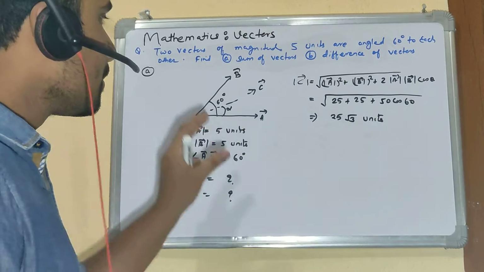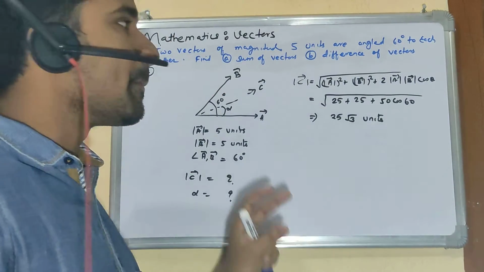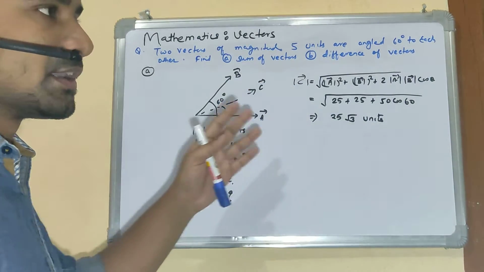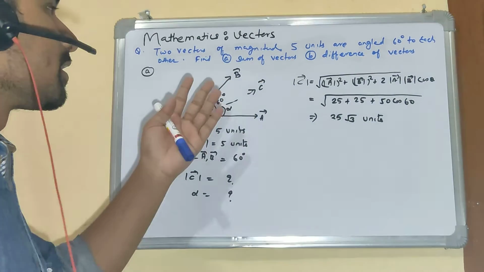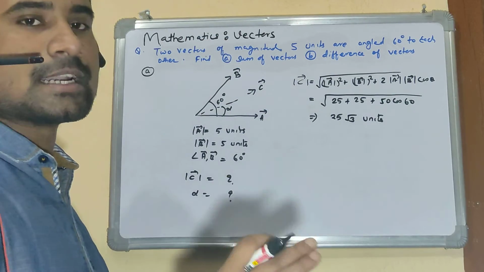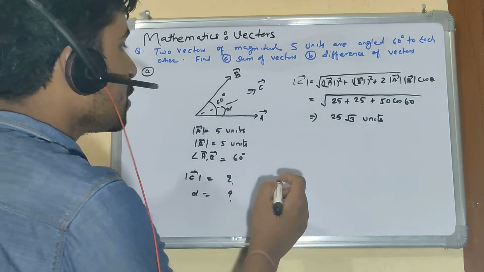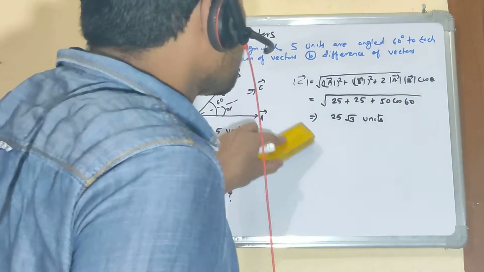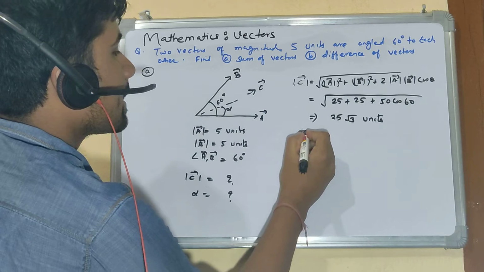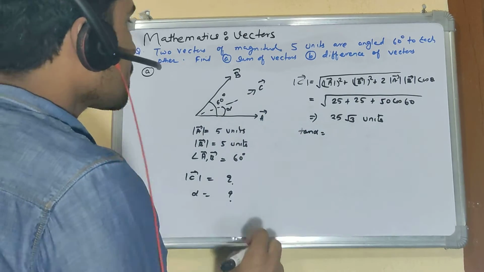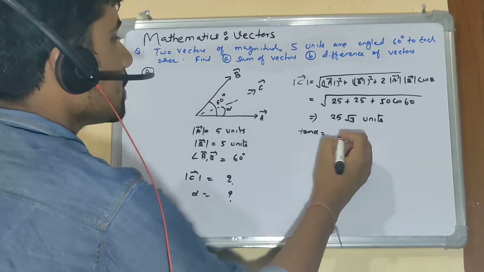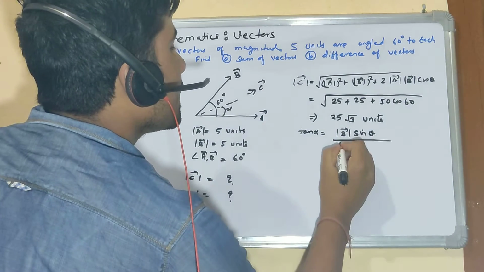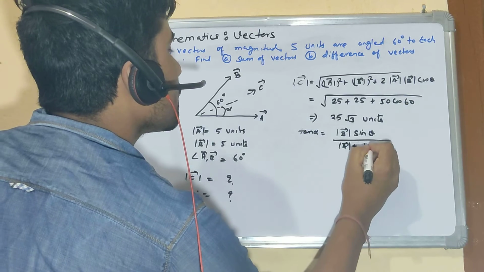Let's find the angle. You can simply say both vectors are of equal magnitude, so the resultant will obviously come through the angle bisector only. It should make equal angles with both of them because both have the same magnitude. We can say that by symmetry. But let's calculate. We know the formula: tan alpha is given by B sine theta by A plus B cos theta.